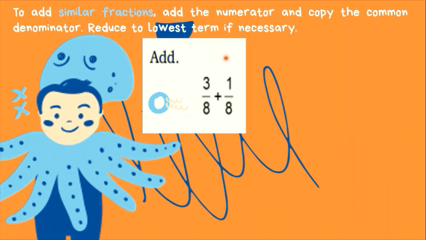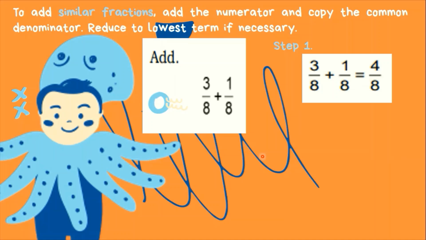3/8 and 1/8 ay, although magkaiba yung kanyang numerator, pareho naman yung kanyang denominator. Therefore, sila ay similar fractions. When adding similar fractions, ang ating step 1 ay to simply add their numerators. 3 plus 1 ay 4. Then just copy the common denominator. Kaya naman, 3/8 plus 1/8 is equal to 4/8.